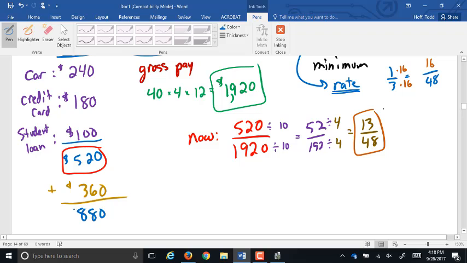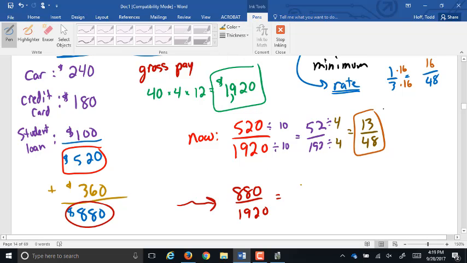So that's $880 now total. So when they're considering that mortgage, they would go off of that 880 just to see where it would put your ratio at.